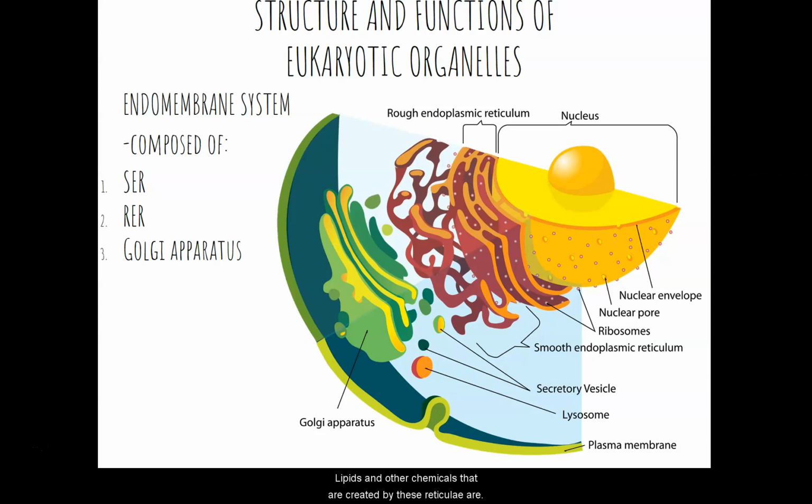Lipids and other chemicals that are created by these reticula are packaged into small vesicles, and those vesicles can go towards the Golgi apparatus, which is involved in packaging, repackaging, and modifying the incoming chemicals. Once those chemicals have been modified and packaged appropriately, they can be secreted in small vesicles, and they can be actually allowed to leave the cell. So for example, if you need to secrete some digestive enzymes because you've just eaten some protein and you need to break it down with the protein digesting enzyme.